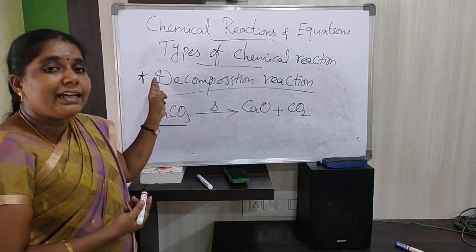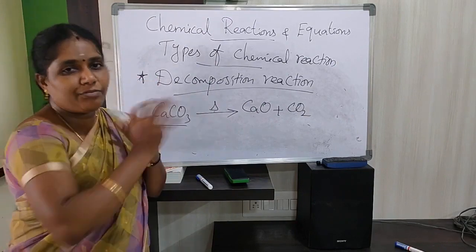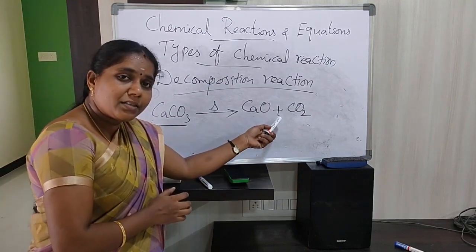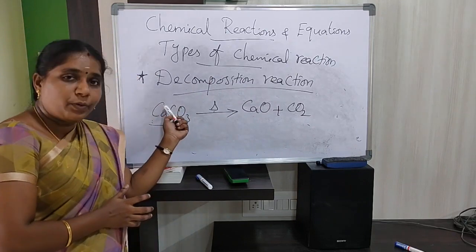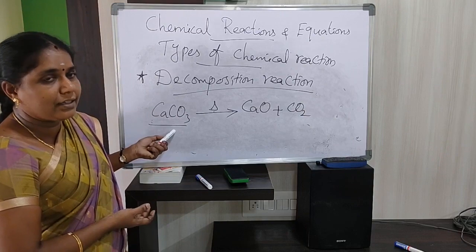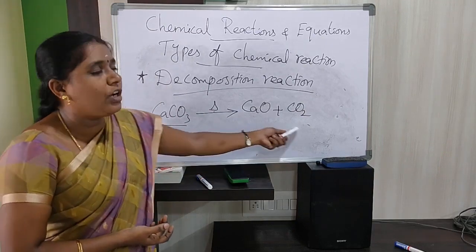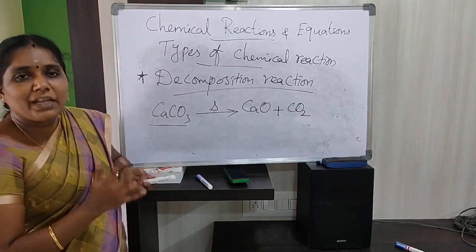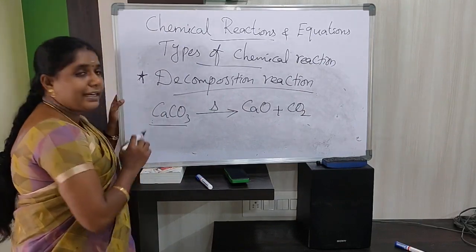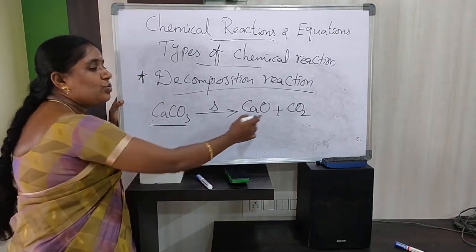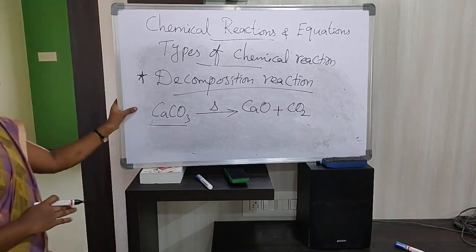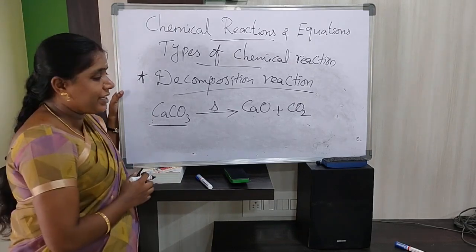That means decomposition reaction is opposite to combination. What is combination? Two or more substances react to form a single product. But here, what is decomposition? A single reactant splitting to form two or more substances. So combination and decomposition are totally opposite reactions. A single reactant decomposed to form two or more products is called decomposition. These types of reactions are called decomposition reactions.